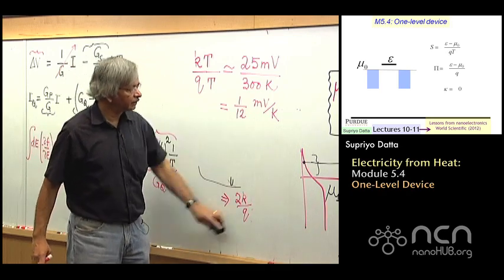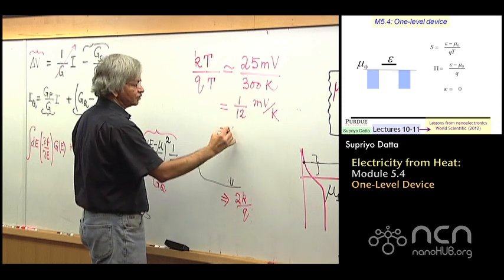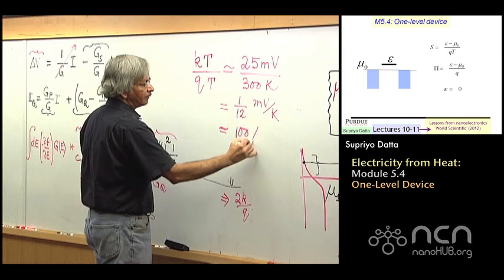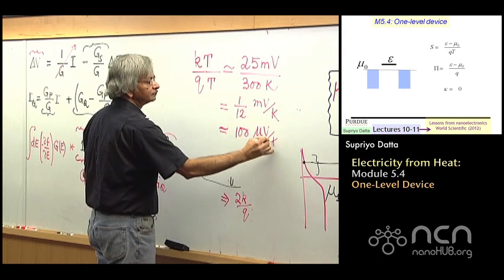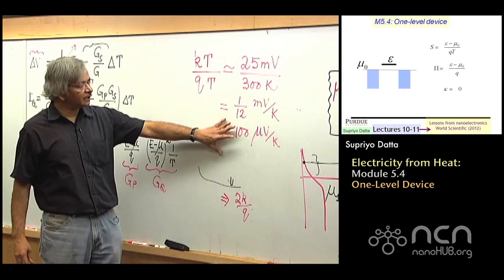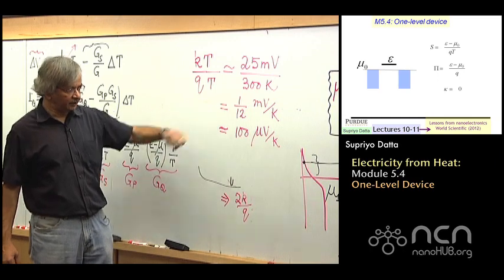And I think you could write that as about 100. I think it's 90 or so, 86 maybe. So I'll just write approximately 100 microvolts per Kelvin. So that would be a good measure of what kind of Seebeck coefficients one can expect in a material.